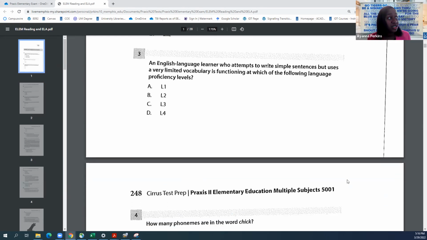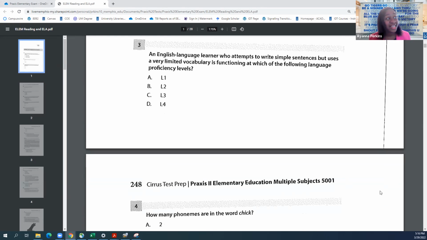Keeping those levels in mind, what do you all think about question three? So this one doesn't even have words. It's level one, level two, level three, level four. You can drop it in the chat or say it out loud. Mia, you said students who are considered, are you able to ask your question aloud?